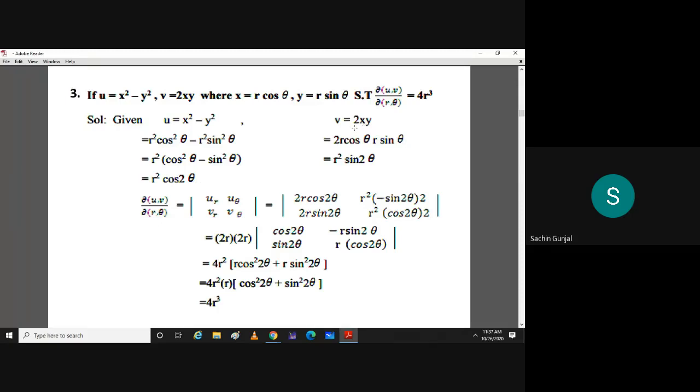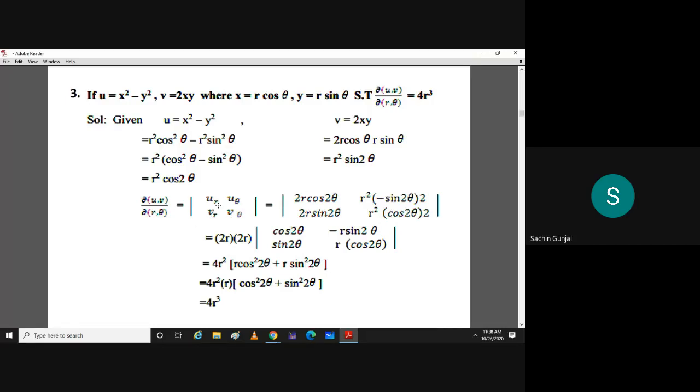V is 2xy. So 2 times x is r cos theta and y is r sin theta. So if you take r square out, then it will be r square into 2 sin theta cos theta, which is sin 2 theta. So u and v are functions of r and theta now. So you can calculate the Jacobian of u, v with respect to r, theta. So the first row is the derivative of u with respect to r, then u with respect to theta. Then the second row is v with respect to r, v with respect to theta.